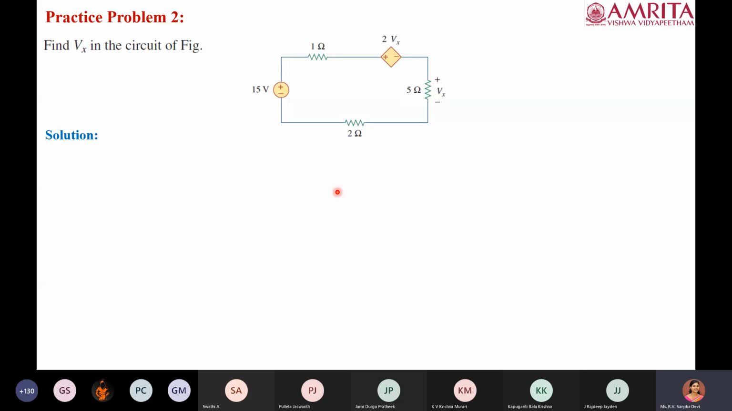Okay. So here we are having a closed circuit, and by applying either the KVL or KCL, we have to find what is Vx in the circuit. Okay. So what will be the first step? So the first step will be you can just assume a direction of current flowing along the loop.